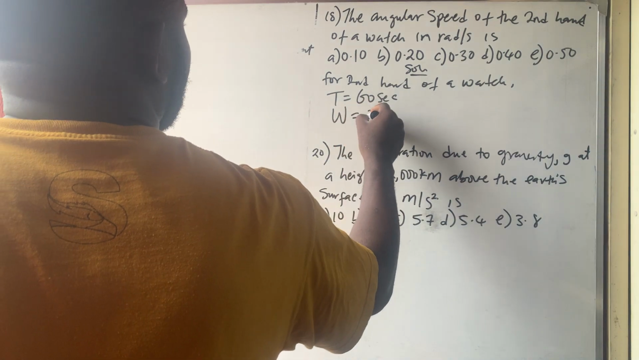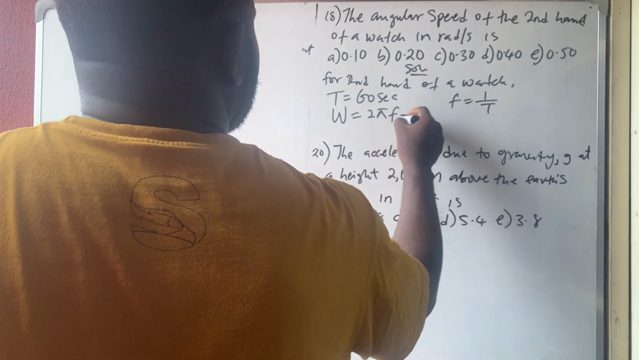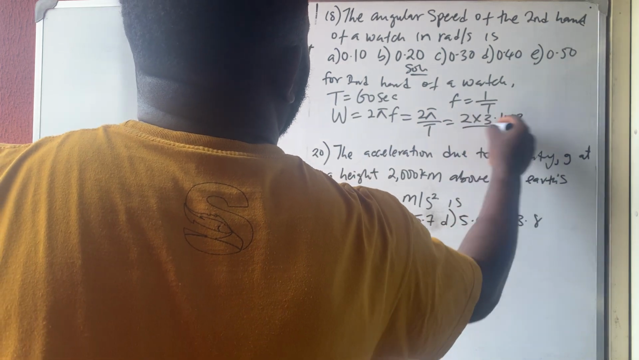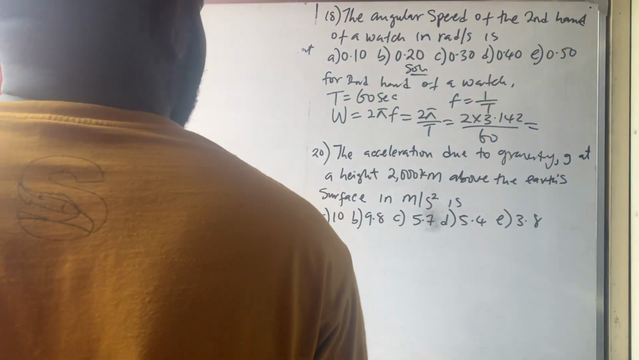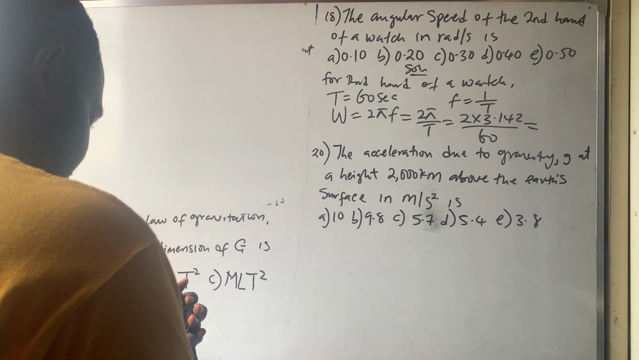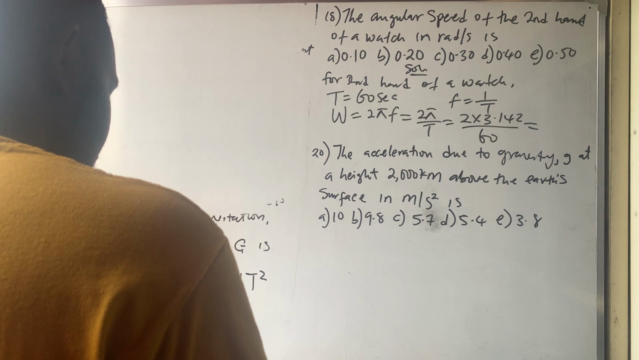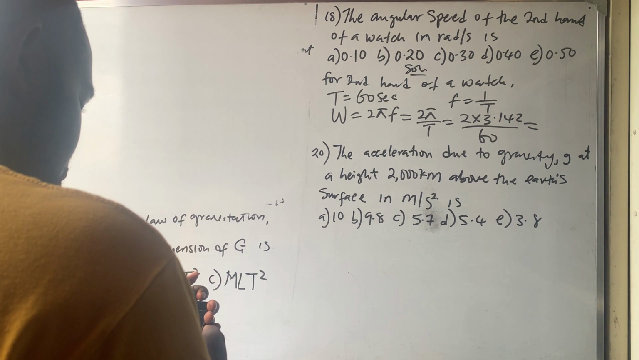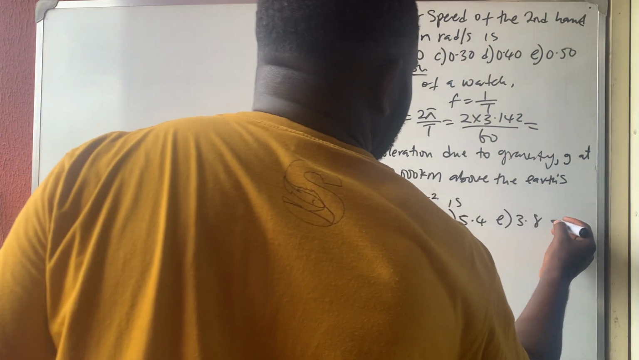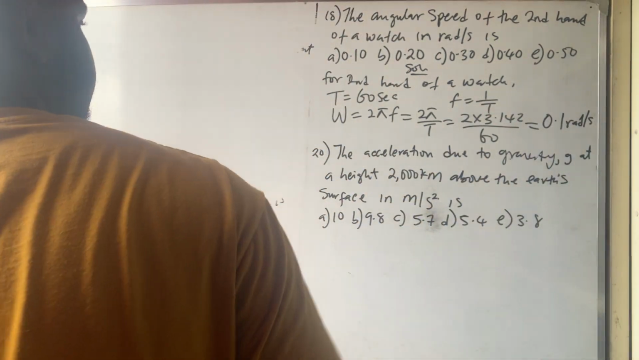We know that angular speed is equal to 2 pi f. But I know that f is equal to 1 over T, so this is written as 2 pi over T, which is 2 times 3.142 all over 60. So we have 2 times 3.142 divided by 60. I have 0.1, so my answer is 0.1 rad per sec. So that is that.